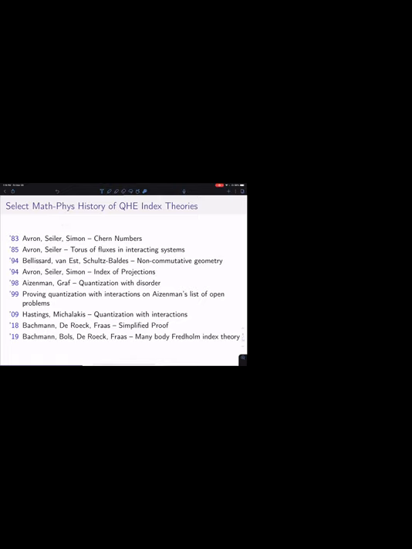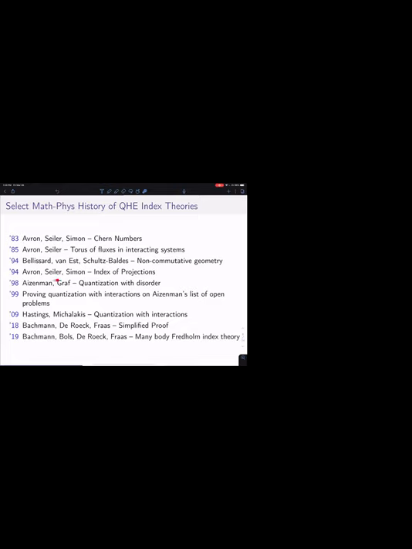And in 85, Avron and Seiler, in parallel with Niu, Thouless, and Wu, introduced what is called twisted boundary conditions or fluxes, where these Chern numbers also work in interacting systems. I will explain that later. And that was for non-interacting or interacting systems, but without disorder. So both these works are without disorder.